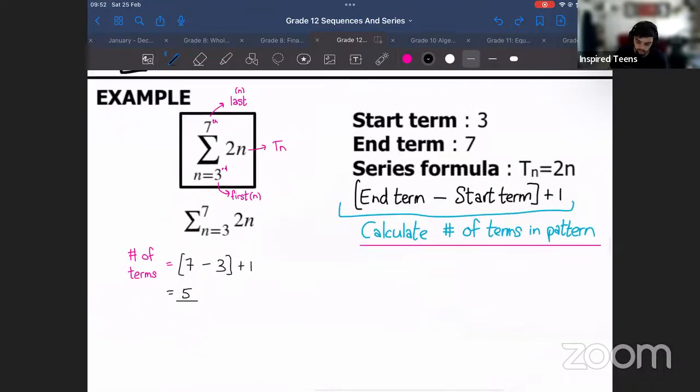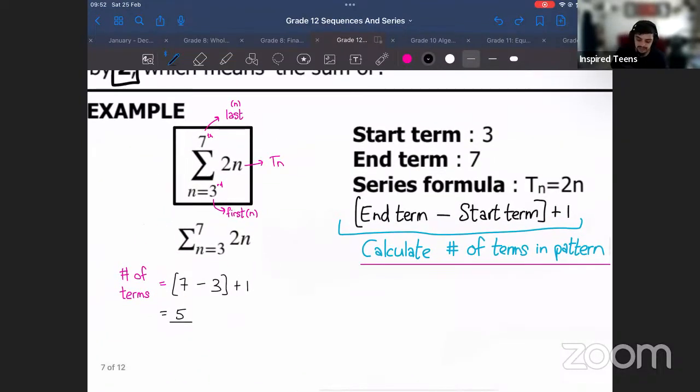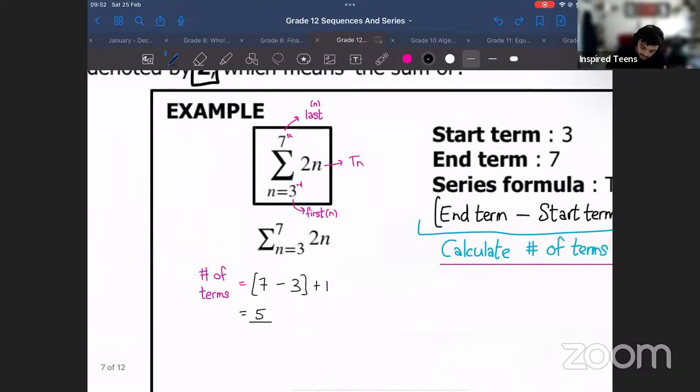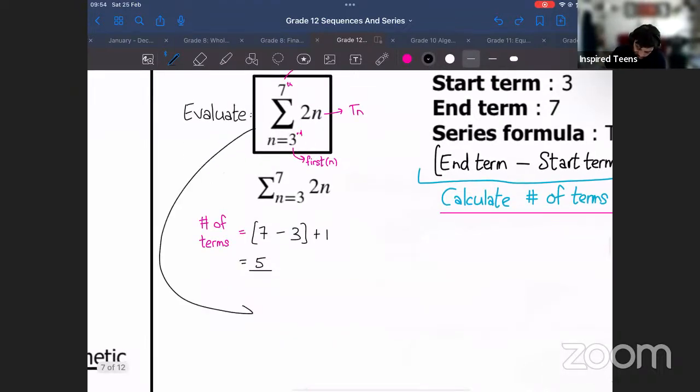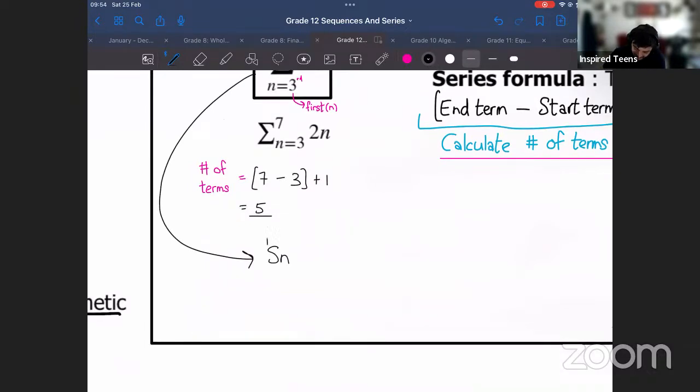So why is it important for us to know the amount of terms in the pattern? Because this is sigma. Sometimes they'll literally give you this and say evaluate this. They're telling you sigma starting at 3, ending at 7, Tn. That is telling you to calculate the sum of these terms, and here's Tn. If you're given sigma, it's sum. So this entire thing represents Sn.